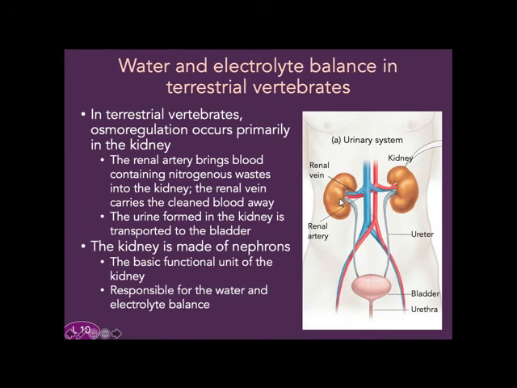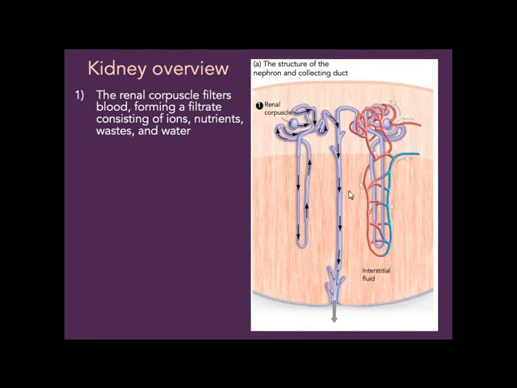If you look up closer, which we will in a minute, the kidney is made up of nephrons. So an individual nephron is the basic fundamental unit of the kidney, and this is where the action happens that causes the water and electrolyte balance. So this is a single nephron here, okay? And so we're showing it with and without the circulatory system around the outside, okay?